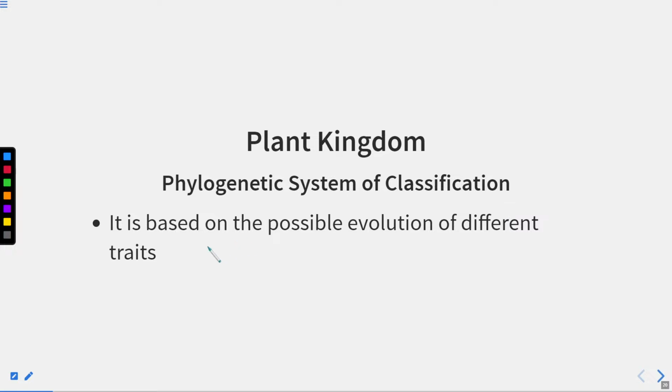So it is based on the possible evolution of different traits. Yes, different characters that are followed for studying the evolution of organisms. So those traits are followed for the study of the phylogenetic system of classification. And yes, it talks about the evolution of organisms.